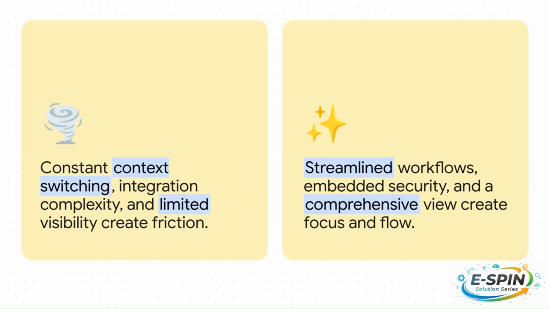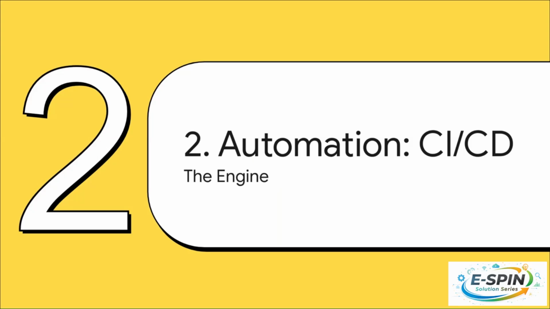But then look at the right. A single platform gives you these smooth, streamlined workflows. It bakes security in from the very beginning, and it gives everyone a clear, top-to-bottom view. It is literally the difference between working with constant friction and achieving a state of pure, focused flow. So now that we've cleared away all that friction from the tool sprawl, we have a clear path to build our engine. And that engine, well, it runs on one thing: automation.